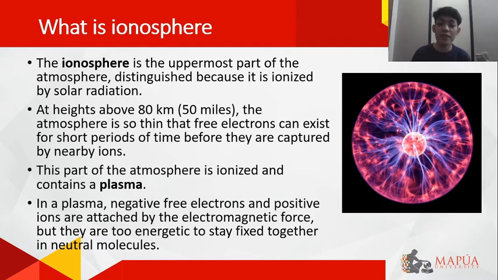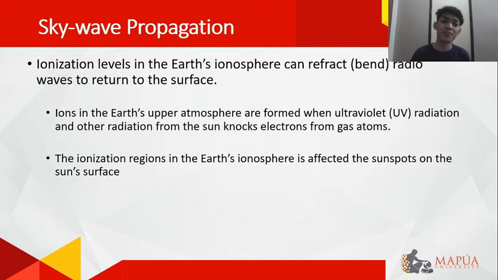In the plasma, negative free electrons and positive ions are attracted by the electromagnetic force, but they are too energetic to stay fixed together in neutral molecules. Ionization levels in the Earth's ionosphere can refract or bend radio waves to return to the surface. Ions in the Earth's upper atmosphere are formed when ultraviolet radiation and other radiation from the sun knocks electrons from gas atoms. The ionization regions in the Earth's ionosphere are affected by sunspots on the sun's surface.